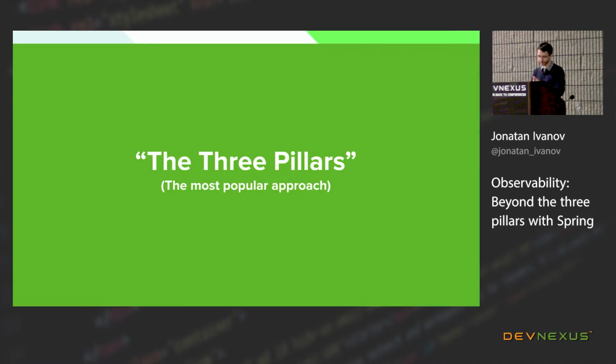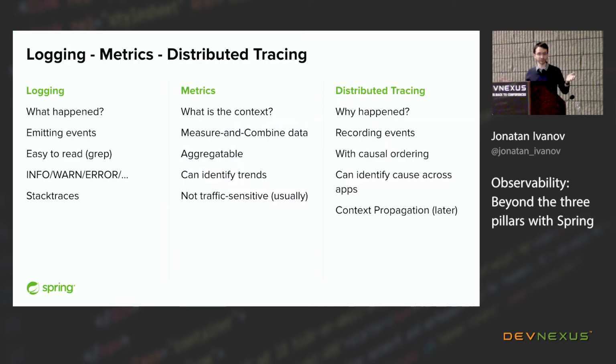So let's dive into the 3 pillars, which is the most popular approach, and I need to emphasize this, I cannot emphasize this enough: this is not the only approach. You can get these dimensions out of your system by using these, but there are other solutions. I am not going to talk about those today because this is the most popular one. The 3 pillars are basically logging, metrics, and distributed tracing.